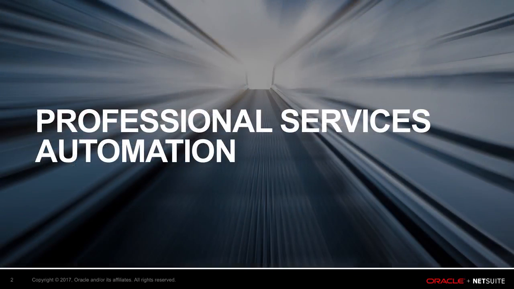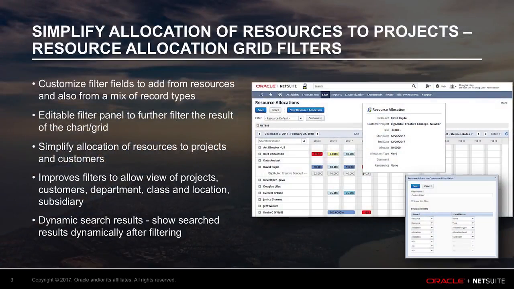Let's start with highlights in the professional services automation area. The new resource allocation grid filter is a huge step forward for services organizations looking to manage resources in logical groups. Grid filters allow resource managers and project managers to create combinations of filtered fields, save the filters, and share the filters with team members.